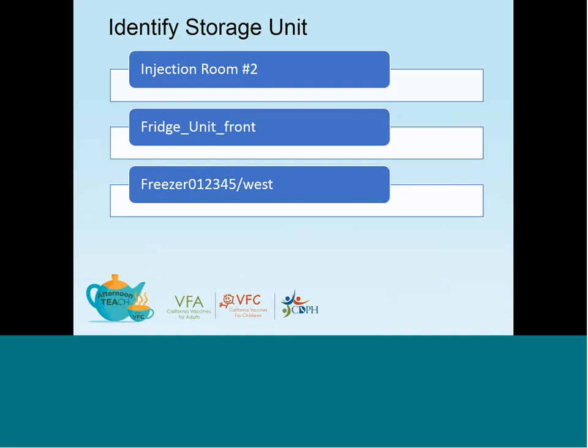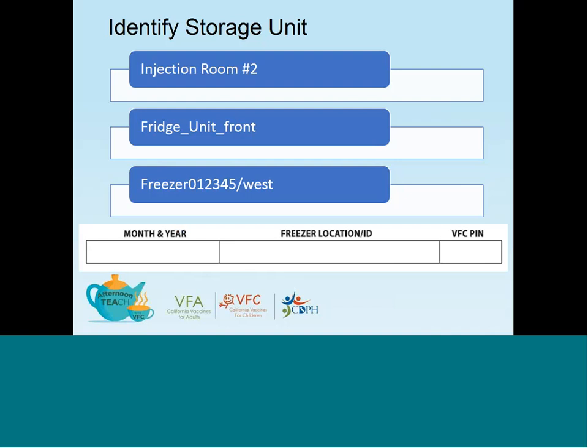Injection room number 2, fridge unit in the front, and in the next example it's freezer, and I'm going to guess that that's the PIN number and the location in the building where this particular unit is. In any rate, we're hoping that the name of the vaccine unit should also be listed on the VFC temperature log, as in this example.